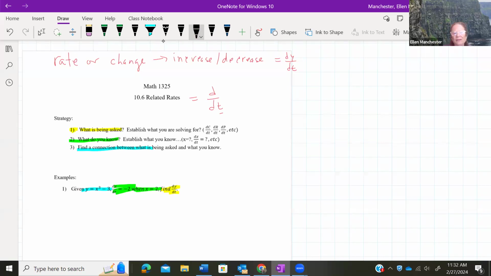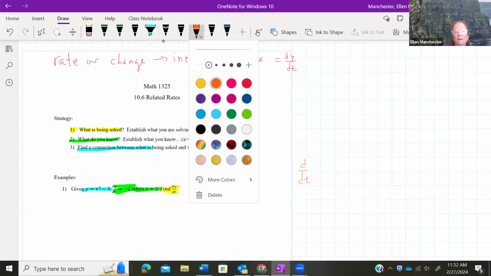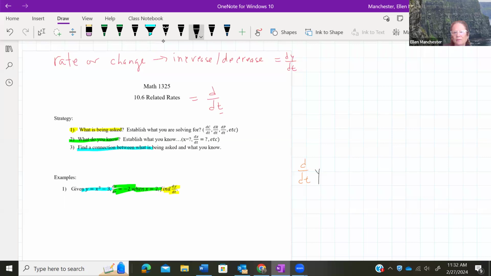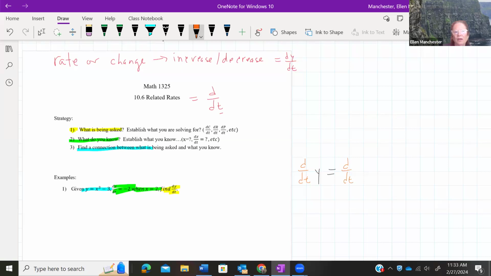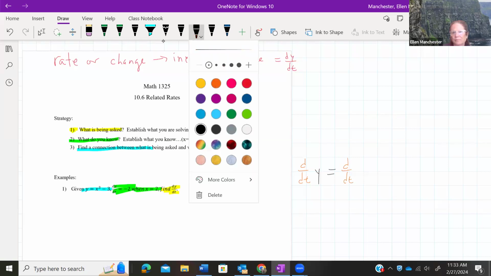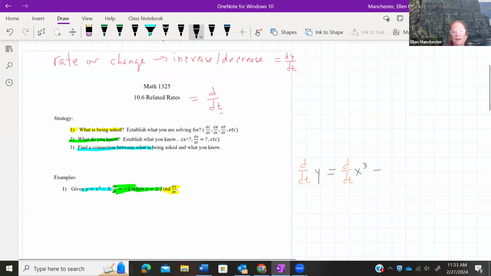We're finding dy dt. That's our first question. We know that our change in x over time is -2, so it's decreasing. We also know that x is 2, and this is our function. So what we're going to do is find the derivative in terms of time of y, the derivative in terms of time of x cubed, and the derivative in terms of time of -3.